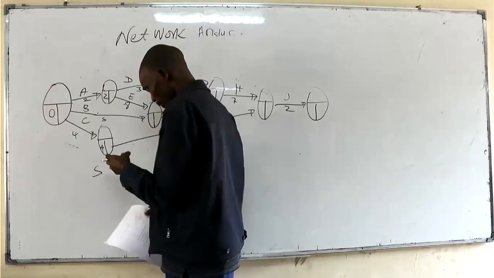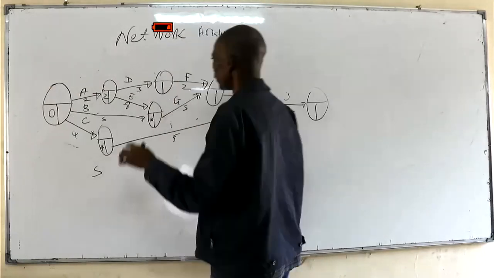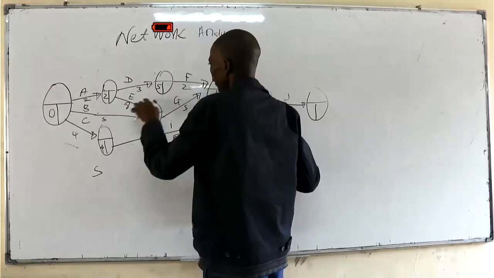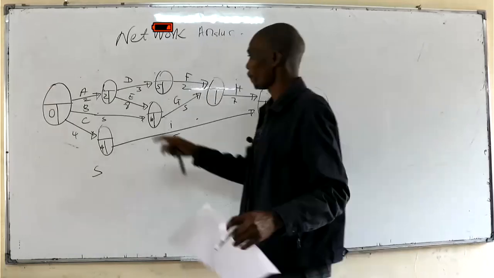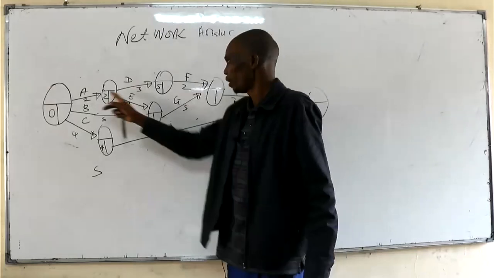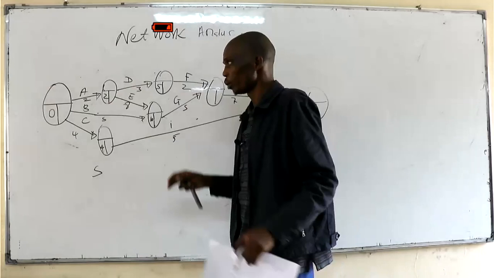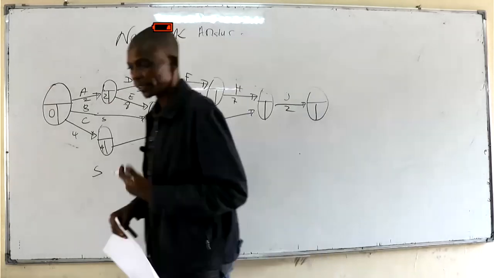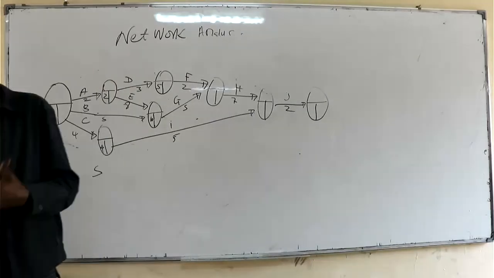Again, we proceed. Now on this one, 2 plus 3 is 5. Again, if you look at this, there are 2 paths converging there. There's a path ADF, and there's also a path AEG. What we are doing, we call it forward pass. In the forward pass, we are simply adding the durations for the respective activities along the given path.